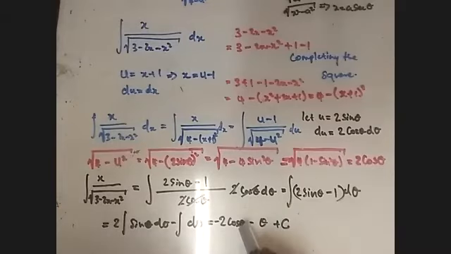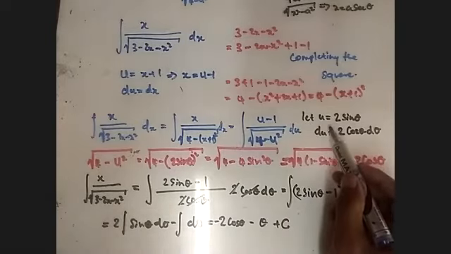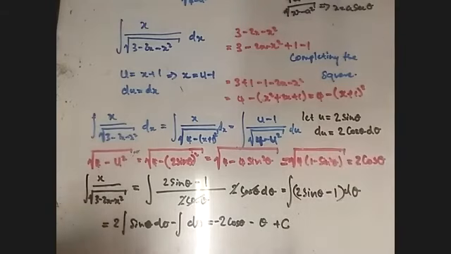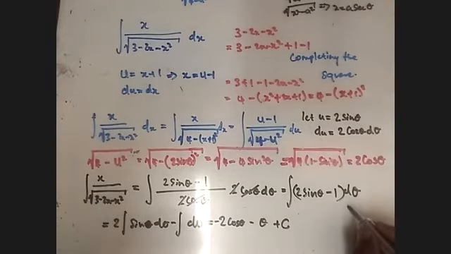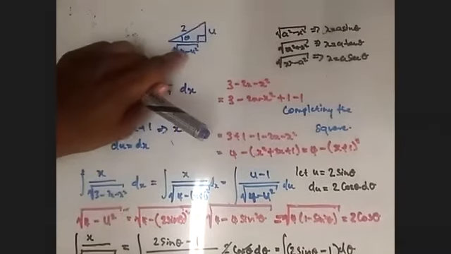Because we know that we can define cos theta. But before we go on and do many things, let us just define theta first using u, because that's the only relationship we have between u and theta. So sine of theta becomes u over 2, meaning that theta is equal to arc sine u over 2.